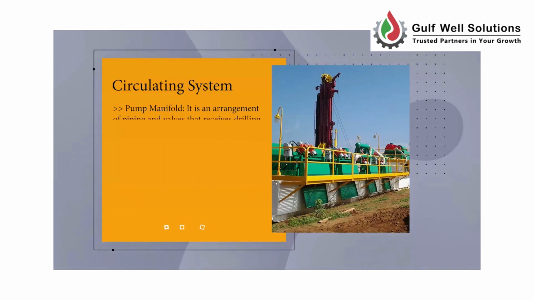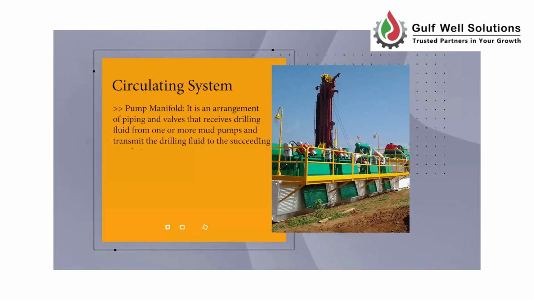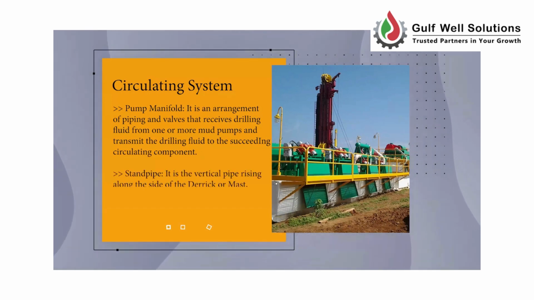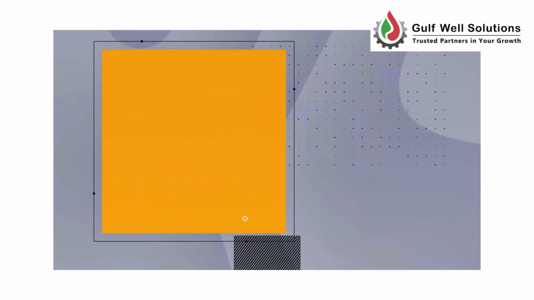Pump manifold. It is an arrangement of piping and valves that receives drilling fluid from one or more mud pumps and transmits the drilling fluid to the succeeding circulating component. Standpipe. It is the vertical pipe rising along the side of the derrick or mast, which joins the mud pump manifold to the rotary hose.